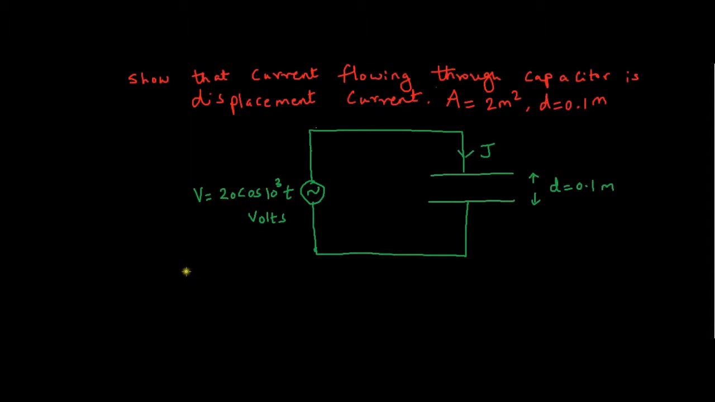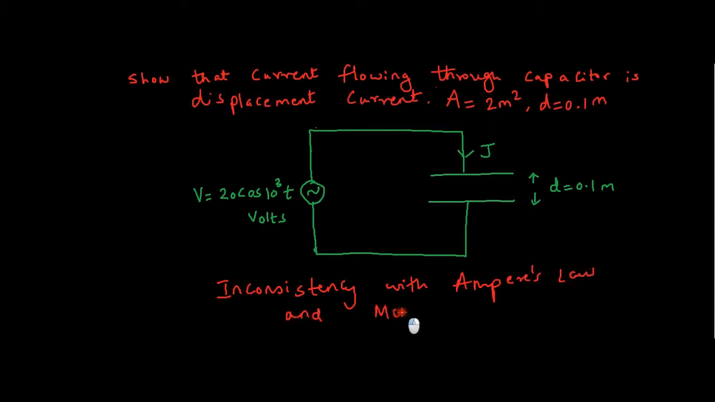Before going further, I'd recommend you to read what is Ampere's law and what is the inconsistency with Ampere's law and Maxwell equations. There are many videos on these topics, so please go through. I'll write a final equation here and I'll prove that the current of the capacitor is actually displacement current. Okay.